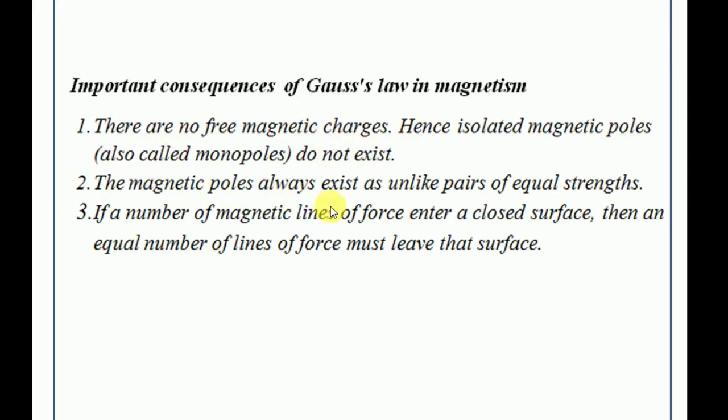So the importance of Gauss law is that there are no monopoles, only north pole or only south pole. So they always exist in pairs. The first and second consequences of Gauss law are the same. The first one is saying there is no monopole, and the second one is saying the poles always exist in pairs, south pole and north pole. And the third: if a number of magnetic field lines enter a closed surface, then an equal number of lines must leave the surface. So there should not be any net flux through any surface. The flux is always 0.